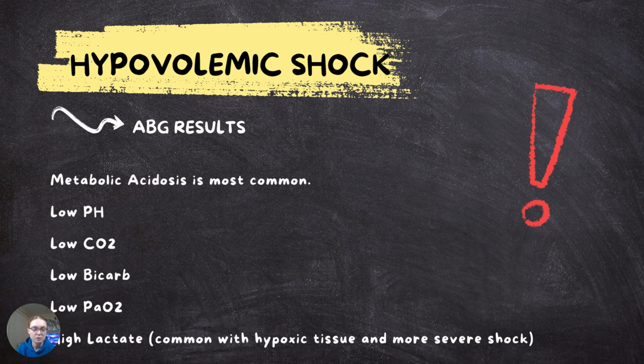Our ABG results are going to be mostly metabolic acidosis. This is going to be the most common finding. So you're going to have a low pH, a low CO2, a low bicarb, and a low PaO2. Your lactate is going to be pretty high, and this is common with hypoxic tissue and more severe shocks.